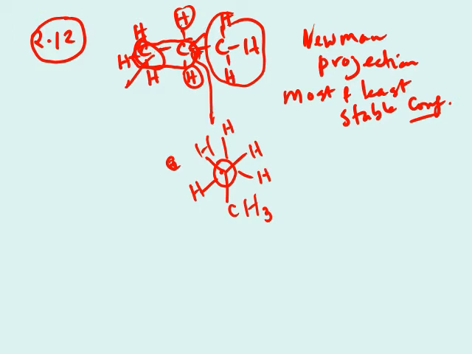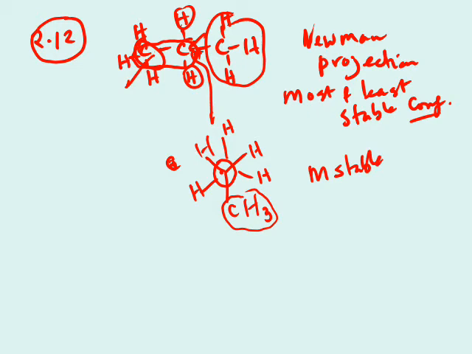Now this is the most stable conformation of propane. Why is it the most stable conformation? First thing is it's staggered, and staggered makes the methyl farthest away from hydrogens in this case. So this is most stable, so let's write down most stable.